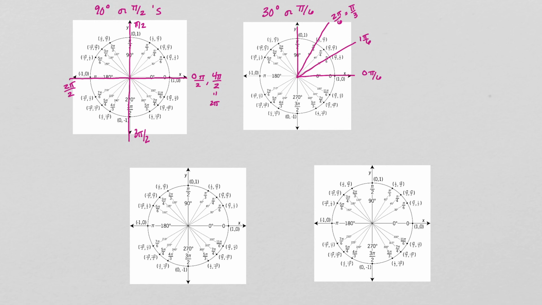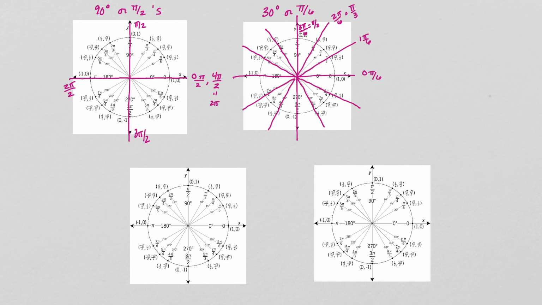I can do 3 pi over 6s, which is just pi over 2. And I could keep going. So 4 pi over 6s, 5 pi over 6s, 6 pi over 6s, 7 pi over 6s, 8 pi over 6s, 9 pi over 6s, 10 pi over 6s, 11 pi over 6s. So those are all the pi over 6 spokes, right?